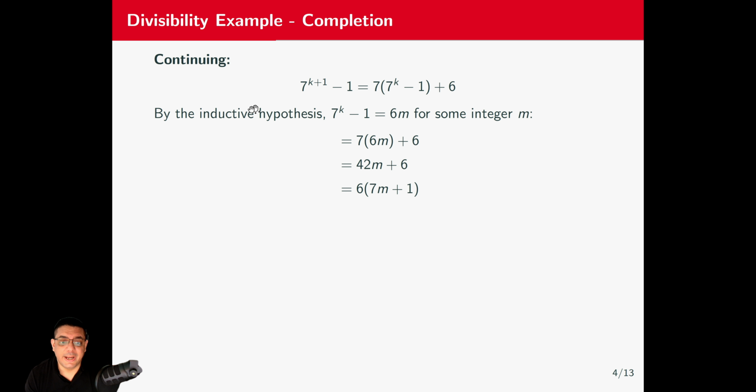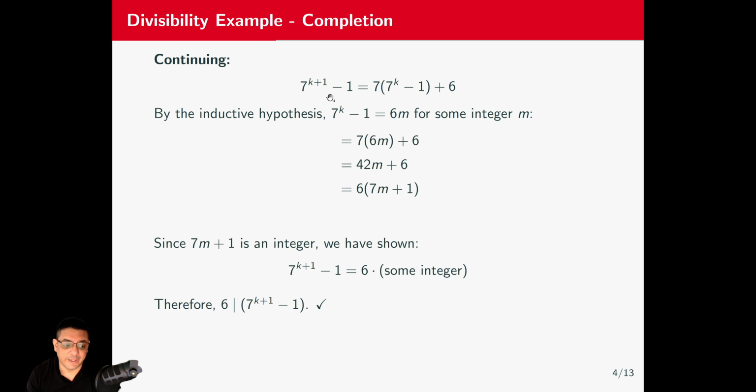Now, by inductive hypothesis, 7 to the k minus 1 is equal to 6m for some integer m. So now this part transforms into 7 times 6m plus 6. Or we can see the entire thing as 42m plus 6, which I can factor 6 out of, and it becomes 6 times 7m plus 1. So now notice that 7 to the k plus 1 minus 1 is a multiple of 6.